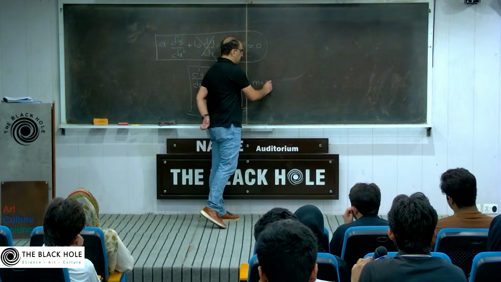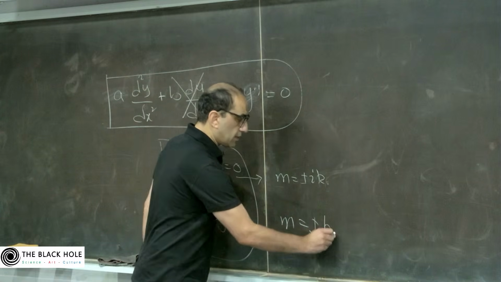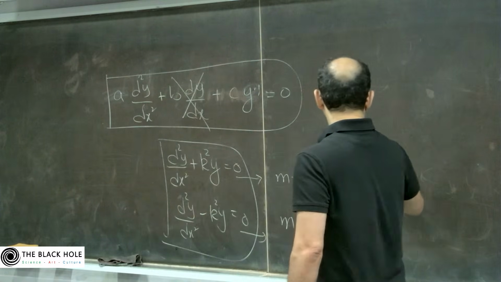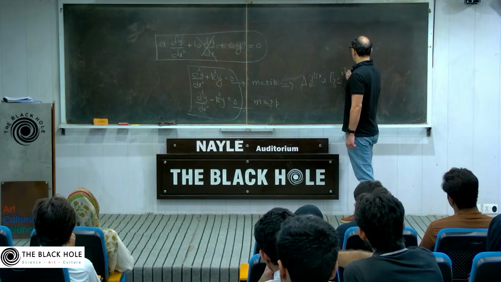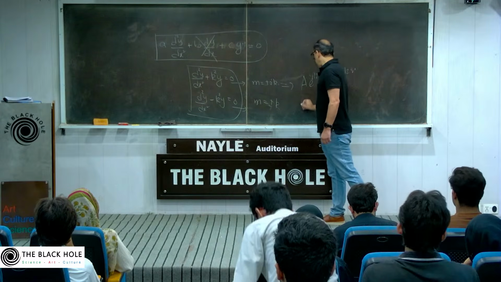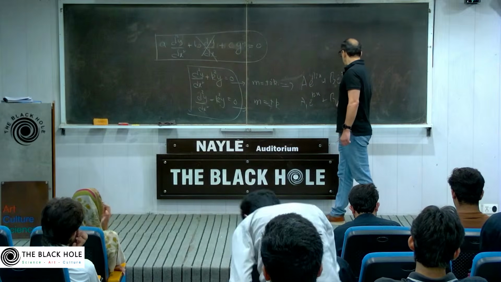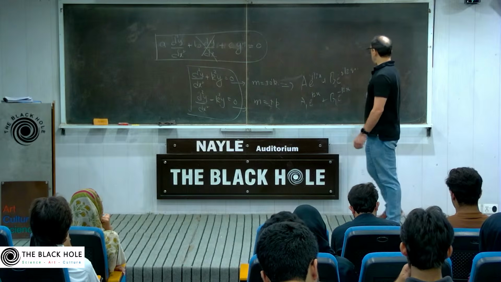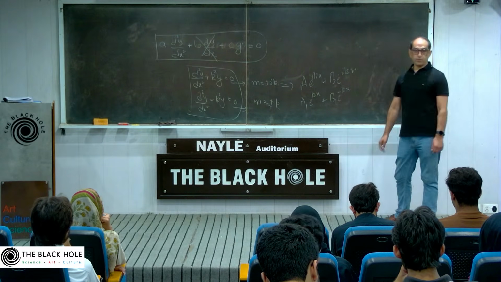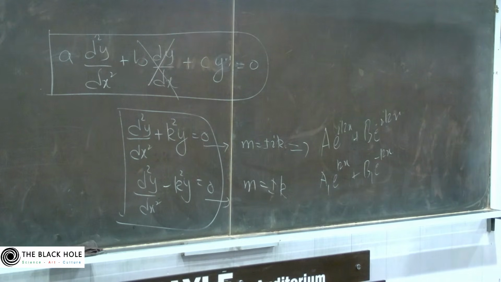So in this case it will be m is equal to plus minus iota k, and in this case it will be plus minus k. So this will be a e raised to power iota kx plus b e raised to power minus iota kx, and in this case you will have a1 e raised to power kx plus b1 e raised to power minus kx. So this is an oscillatory behavior, and this is an exponentially growing or decaying behavior.